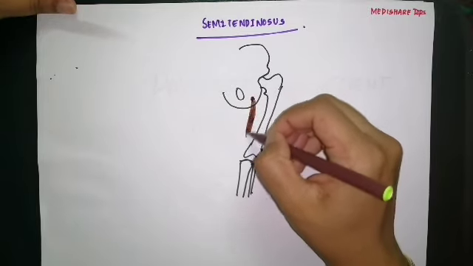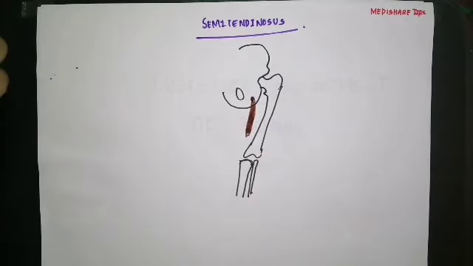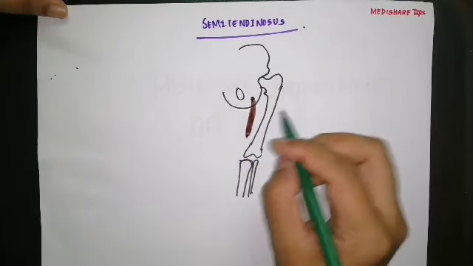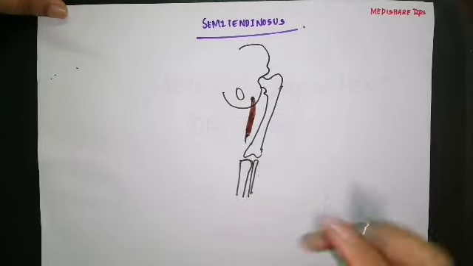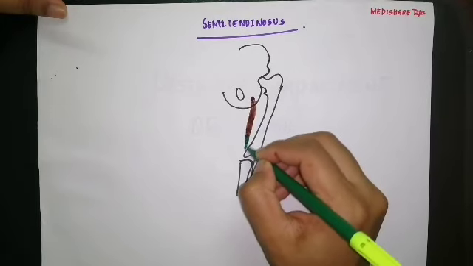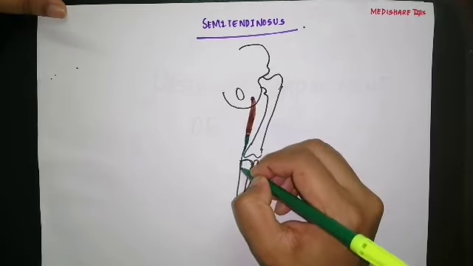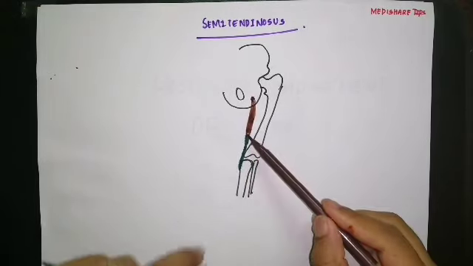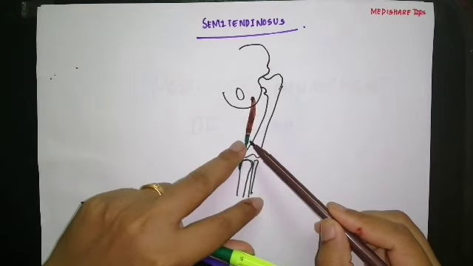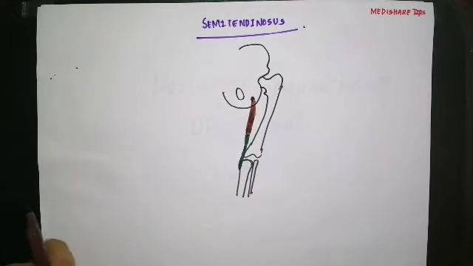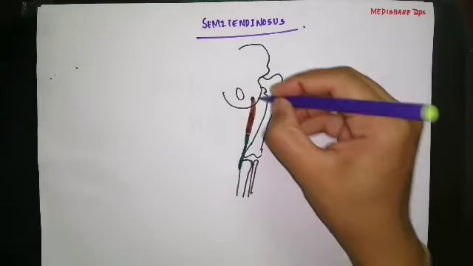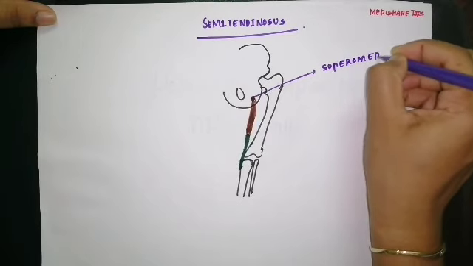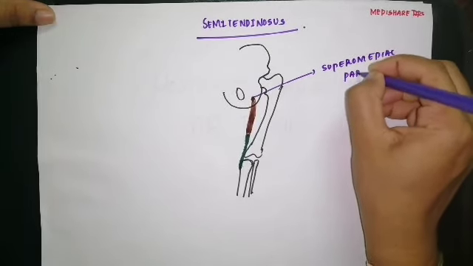Then this muscle is known as semitendinosus because around the middle of the thigh its tendon is starting. So most of the part of this is tendon. As the majority part of this muscle is formed by a tendon, it is known as semitendinosus. Now the origin of this muscle is from the superomedial part of the ischial tuberosity.